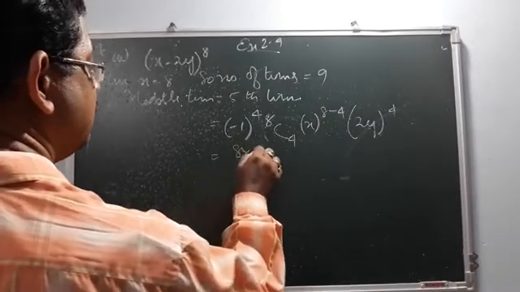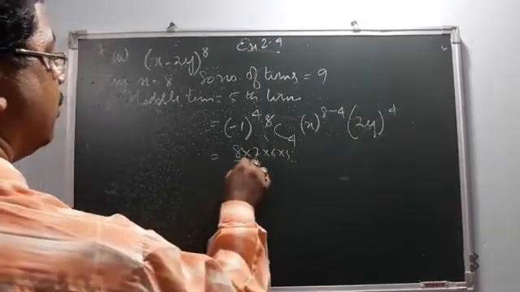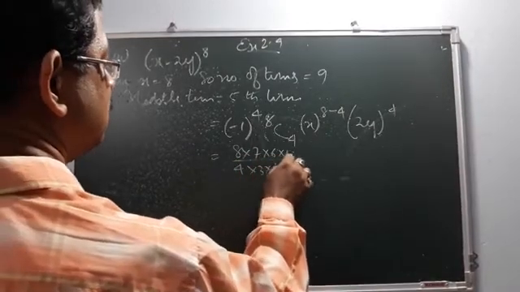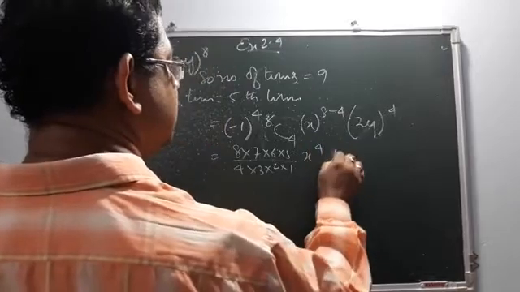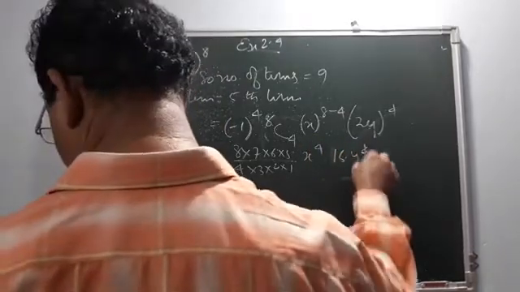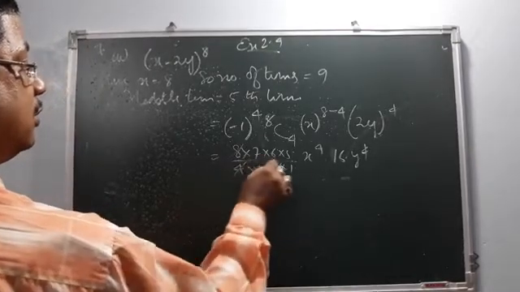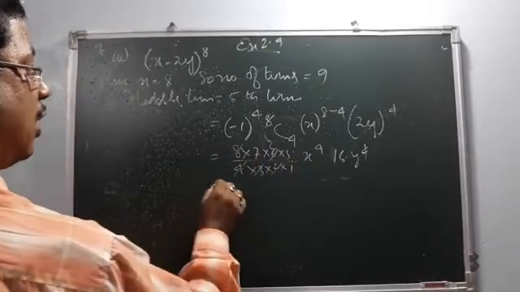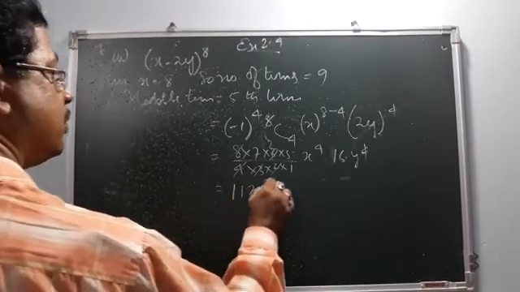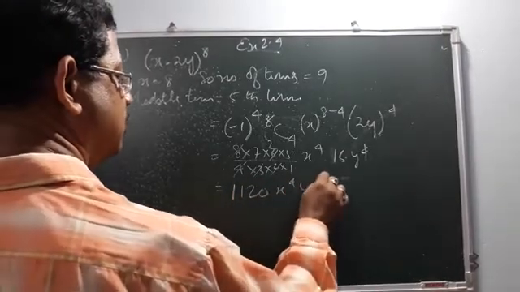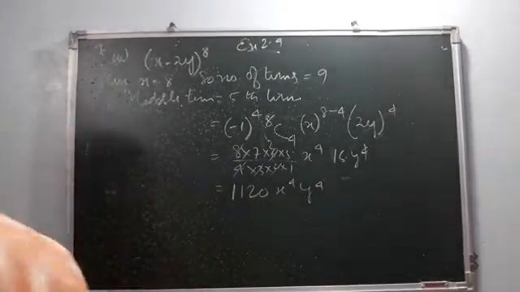8C4 is 8 into 7 into 6 into 5 divided by 4 into 3 into 2 into 1. x to the power 4, 2 to the power 4 is 16, y to the power 4. So then 4 twos are 8, 3 twos are 6. After multiplication of this, it is 1120 x to the power 4 y to the power 4. So this is the answer of question number 2.